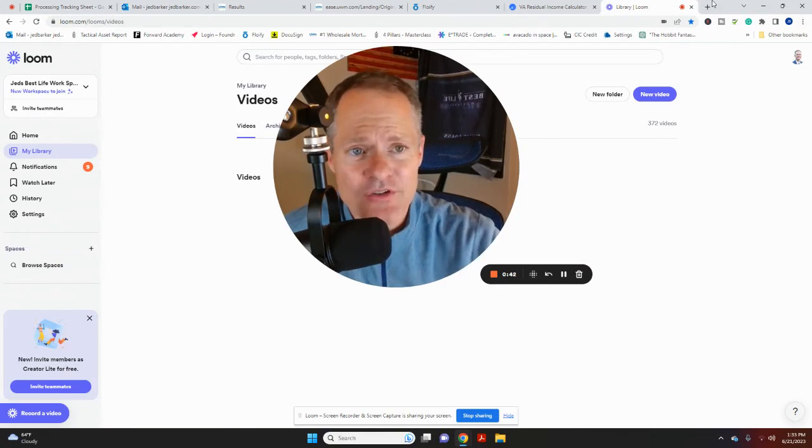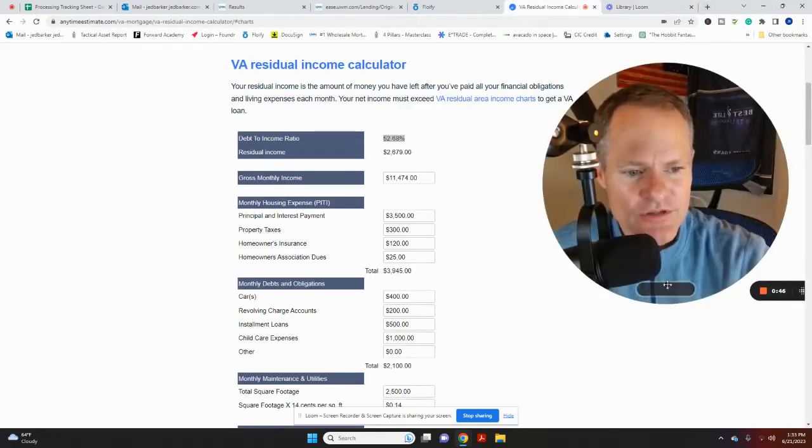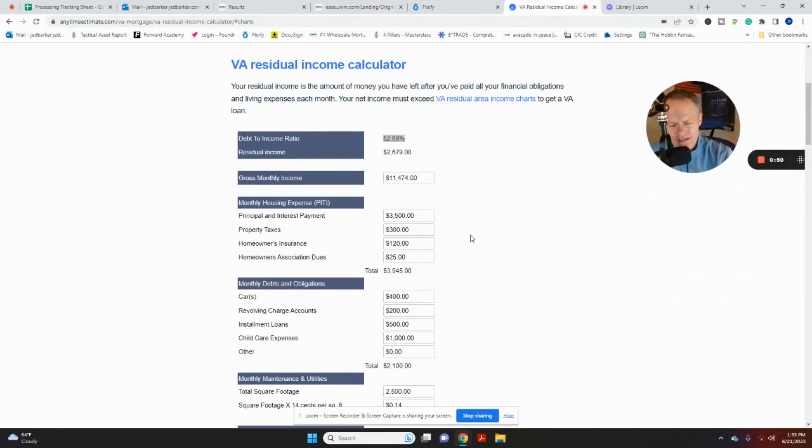So I'm going to pop over to a VA residual income calculator. I'm going to go ahead and reduce the size of my image here. I'm going to show you this. And so there's quite a few things to do to qualify a borrower on a VA loan, but one of the most important is to really understand the residual income.